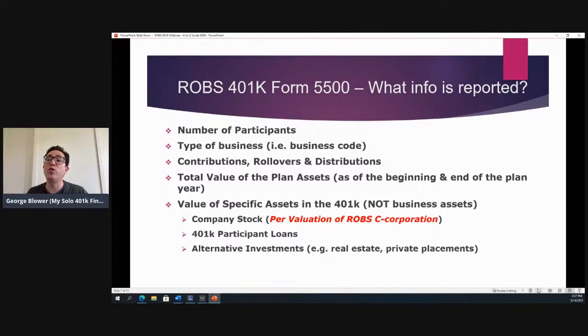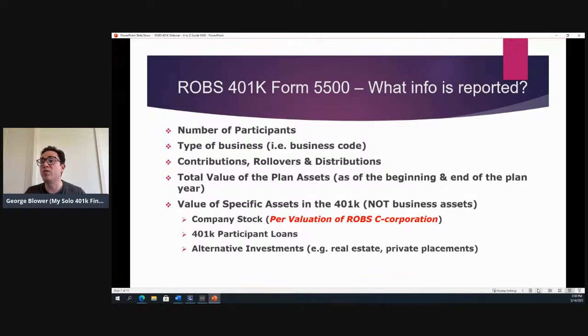You've got to list the value of the plan assets. So in the context of a ROBS 401k, that's going to include the company's stock. That's going to include other assets that are in the plan. For example, you might have some cash in that 401k account. You've got to list the beginning of the year value. So if you filed the 5500 last year, that would just carry forward. And then the end of the plan year value. And obviously, as part of our services, we are handling the Form 5500 preparation for our ROBS 401k clients.